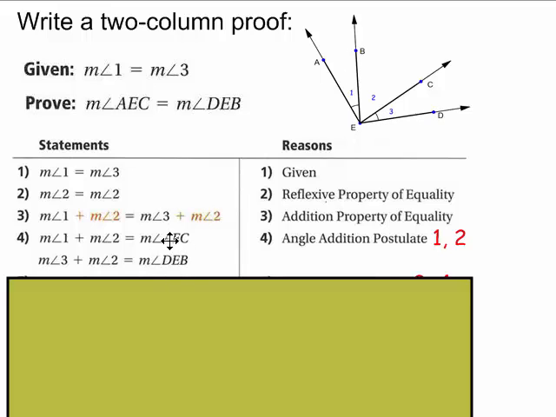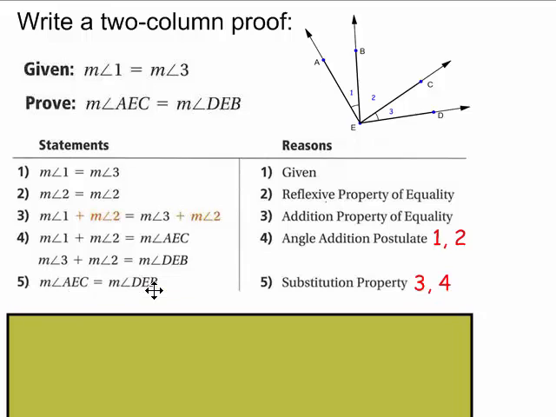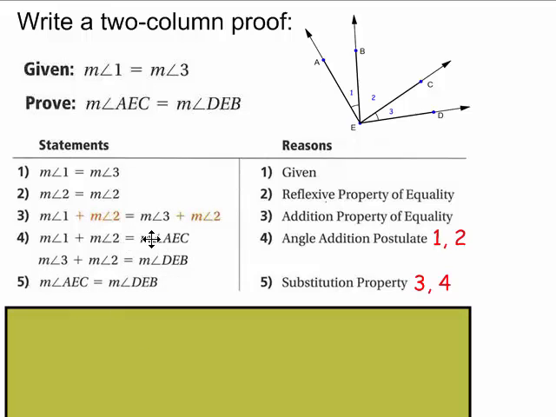And then the next step is to substitute this in place of these two sides of that equality. So when you substitute the measure of angle AEC in place of angle 1 plus angle 2, and you take the measure of DEB and substitute that in place of the measure of angle 3 plus the measure of angle 2, then we're done.